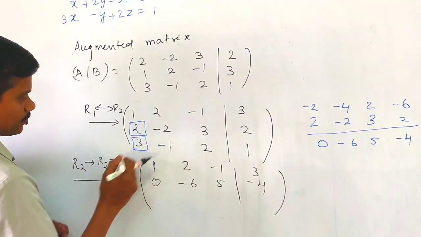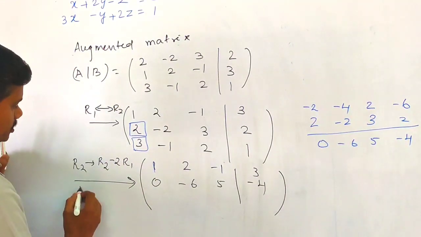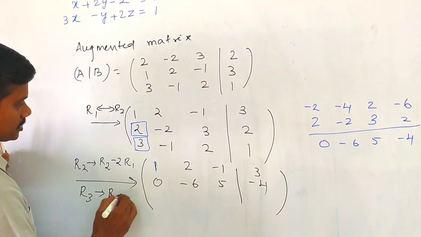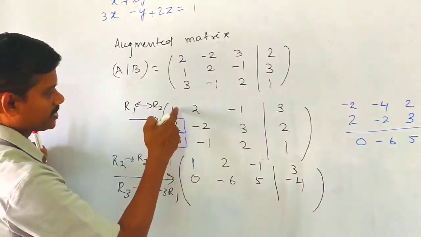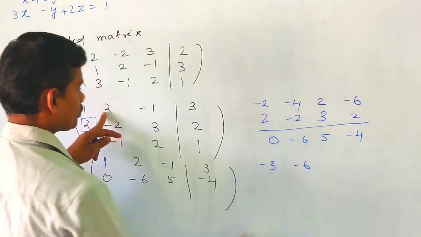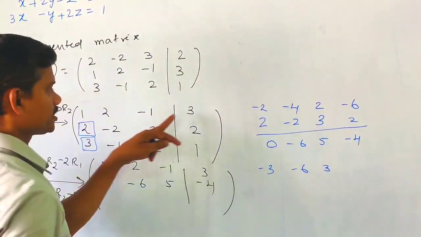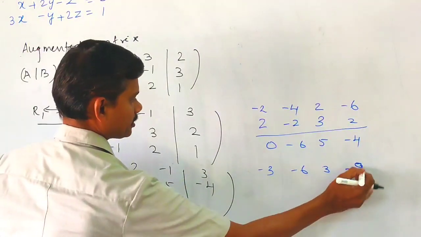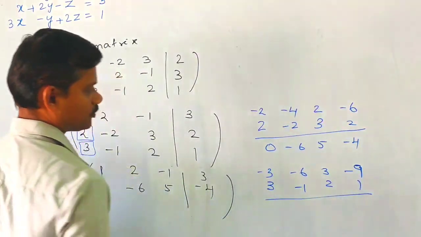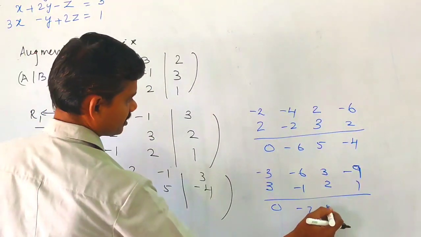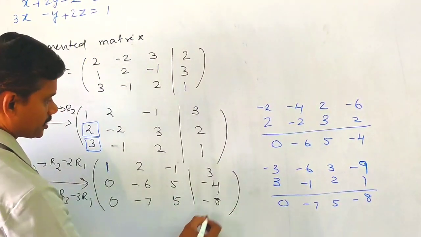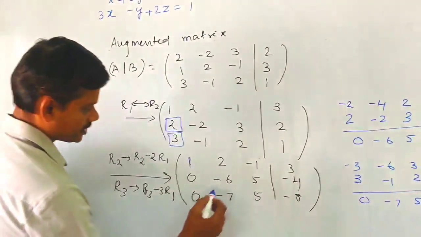Then, second step, I am going to make this 3 as 0 using the transformation R3 implies R3 minus 3 times R1. I multiply R1 with minus 3. So minus 3 into 1 gives minus 3, minus 3 into 2 gives minus 6, minus 3 into minus 1 gives plus 3, minus 3 into 3 gives minus 9. Then write row 3 as it is: 3, minus 1, 2, 1. If you simplify, you get 0, minus 7, 5 and minus 8. Then I have to make this element 0.